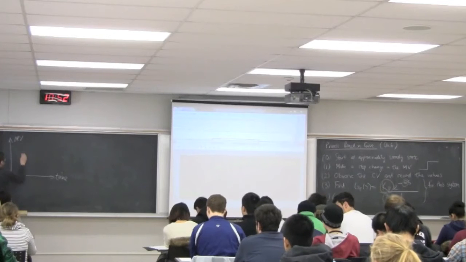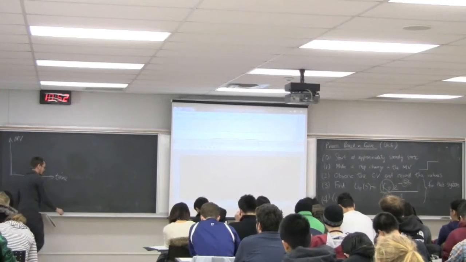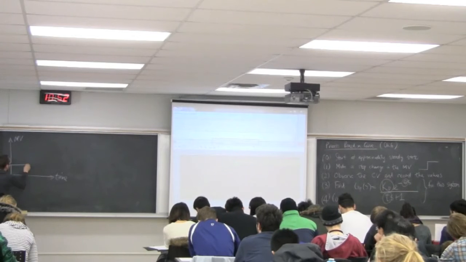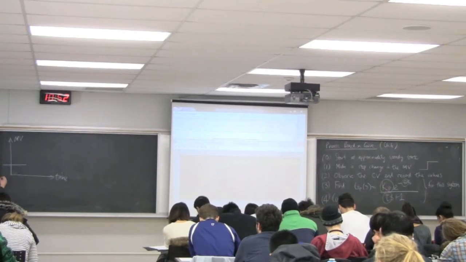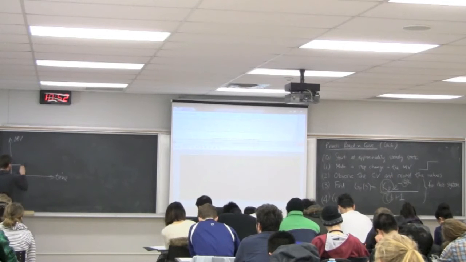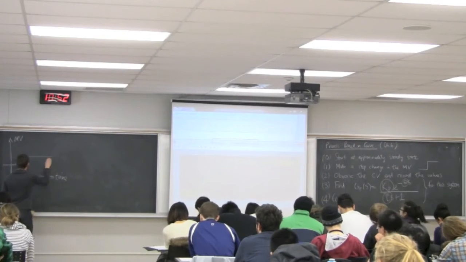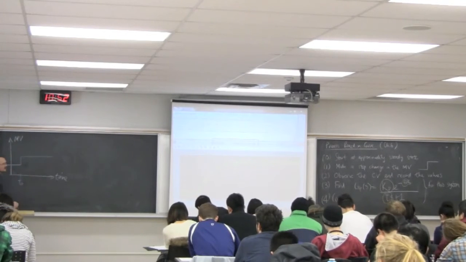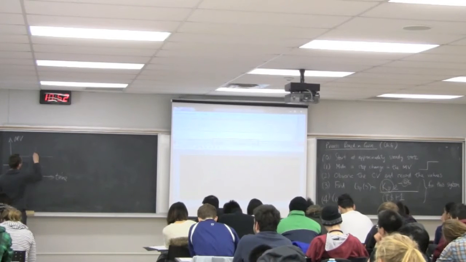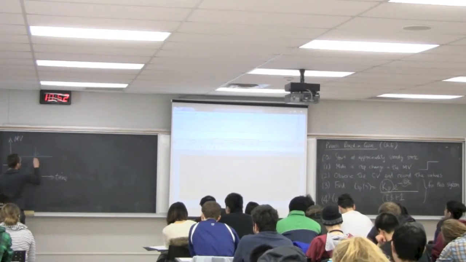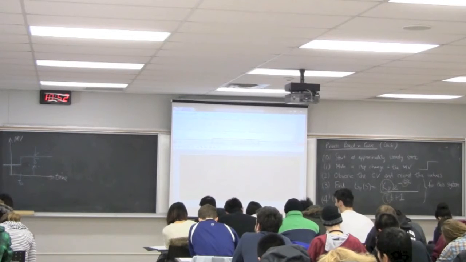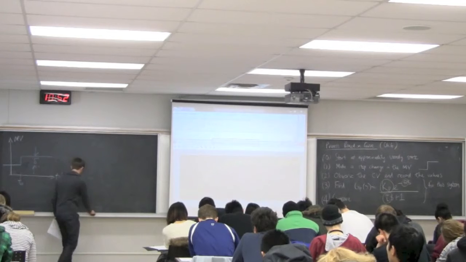Here's my manipulated variable. And what we're saying is at time t0, my manipulated variable is constant. At some time t0, I decide to open that valve a little bit. And that's my step input into the process. And I'm going to call this amount by which we open our valve delta units.